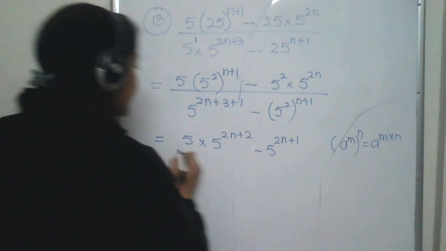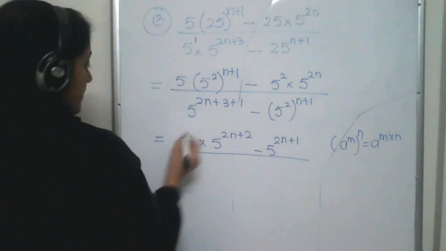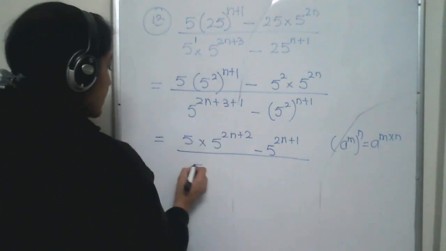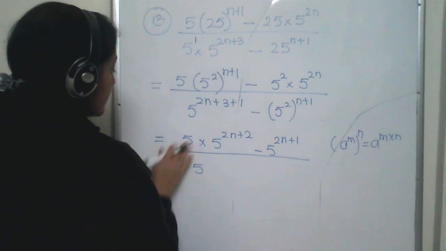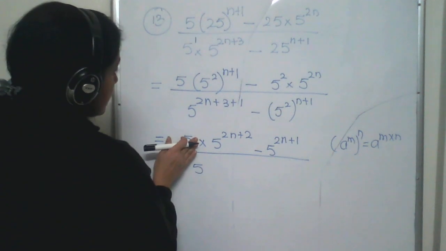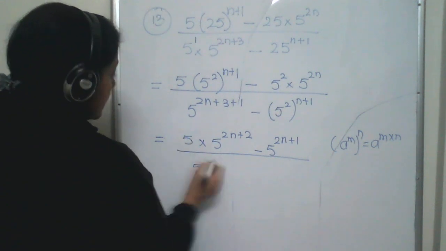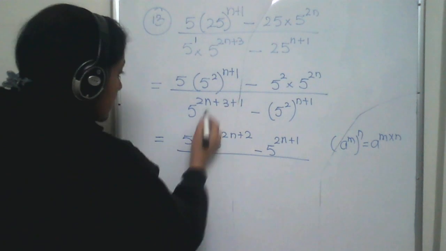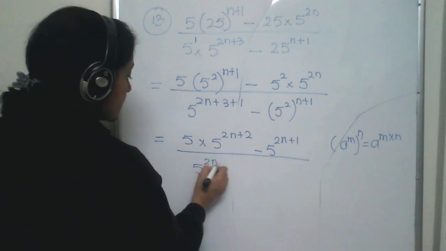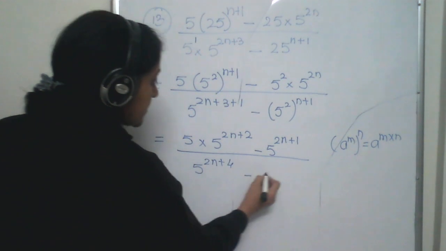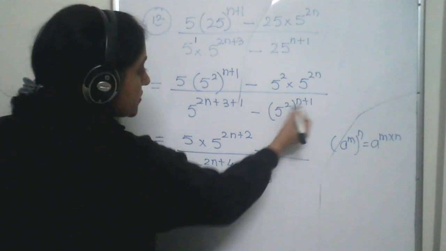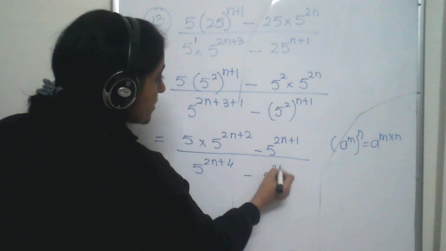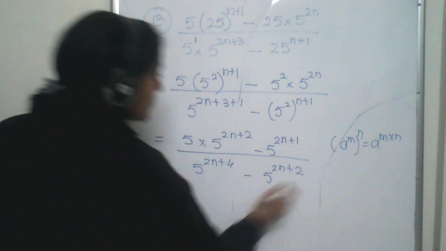Let this be, no issues. Once we add it, we'll take it out. 2n plus 4 minus 5 to the power, you have to multiply this, 2n plus 2.